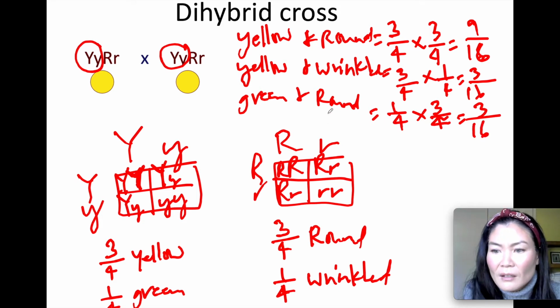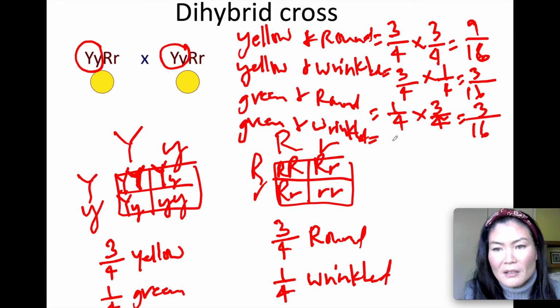I feel like my computer's totally lagging. This is weird. Okay, green and wrinkled. Maybe I'm running out of memory space.